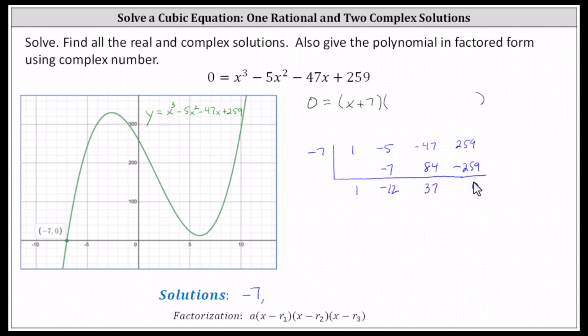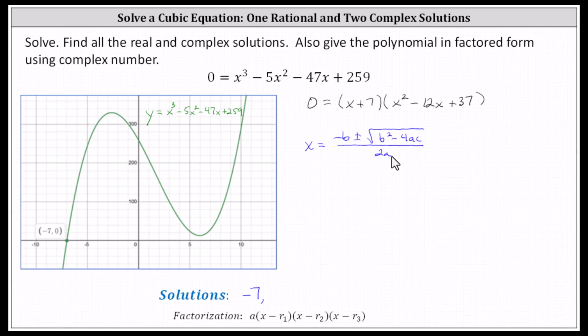This indicates the quadratic factor on the right is 1x squared minus 12x plus 37, or simply x squared minus 12x plus 37. And now to find the remaining solutions, because x squared minus 12x plus 37 doesn't factor, we'll have to use the quadratic formula. Recall the quadratic formula. In our case, a equals 1, the coefficient of x squared, b equals negative 12, the coefficient of x, and c is the constant of 37.